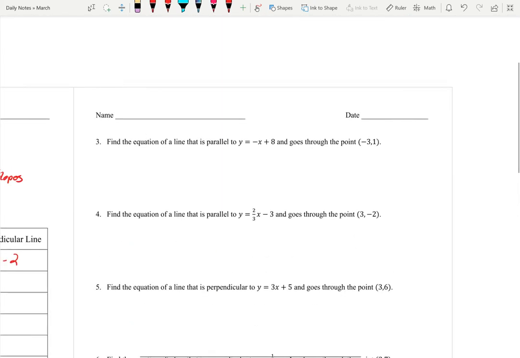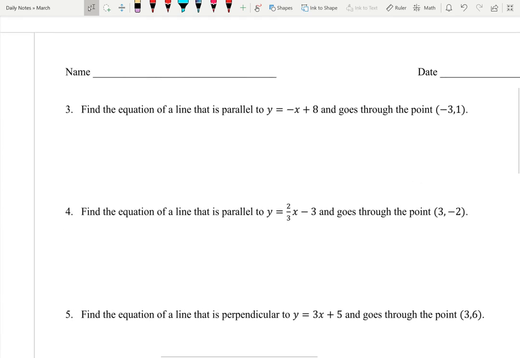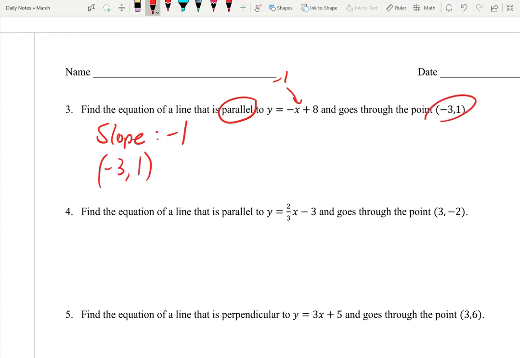All right, so number 3. So let's identify slope again. We're doing, again, parallel to this line. So this line has a slope of negative 1, because it's negative x, that slope is technically a negative 1. So the slope of our line is going to be negative 1, and it's got to go through the point negative 3, 1, as described here. So remember, I already know my answer is going to be y equals negative 1x, or negative x, right? Simply plus b, but the question is, what's the b value again?